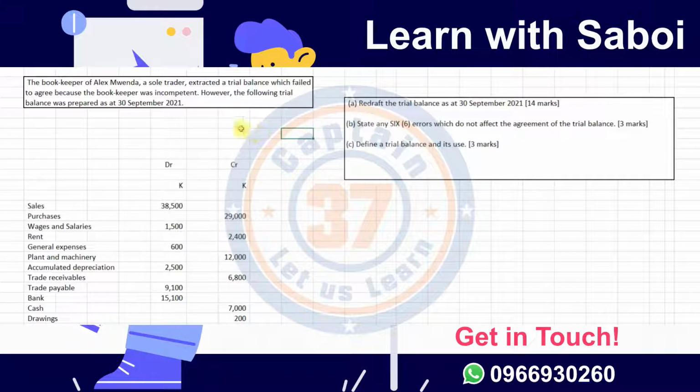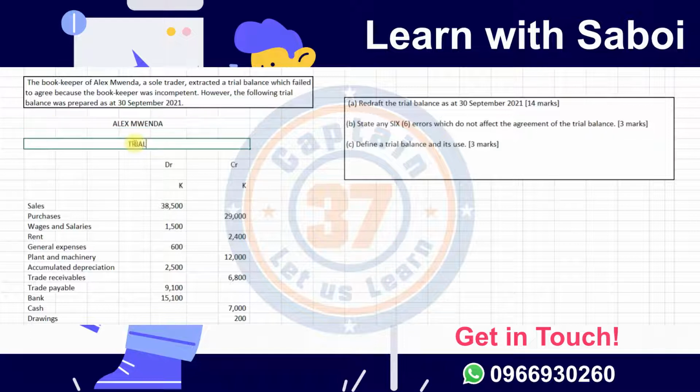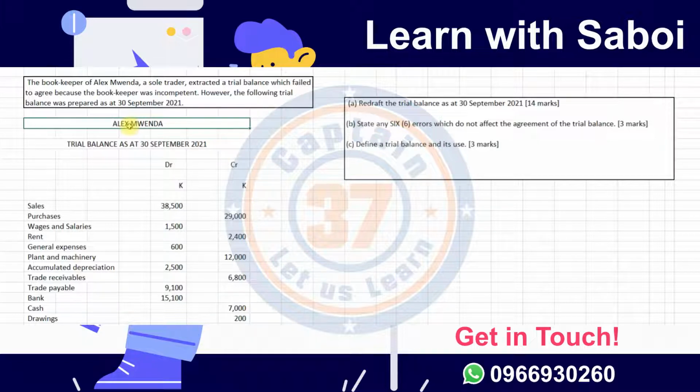How was one supposed to go about this? The starting point all the time is for students to indicate the name of the owner of this particular trial balance. In this case, it is Alex Mwenda. Next, you clearly need to indicate that this is the trial balance as at 30 September 2021. This is good enough to get you started.